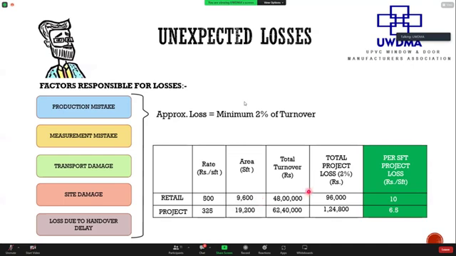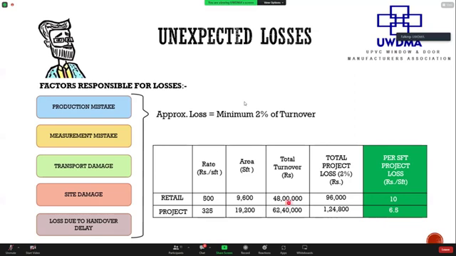So total turnover for retail is coming to 48 lakhs, and then your 2% would be approximately rupees 10 per square feet. Similarly, for project, it is coming to 6.44 rupees per square feet. So till now we have calculated three types of costs. Firstly, fabrication cost. Secondly, overhead cost. And thirdly, unexpected losses.